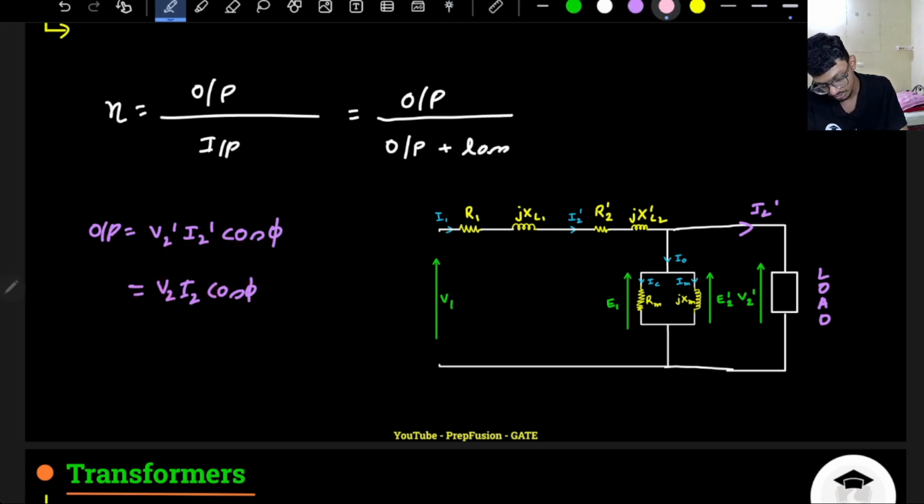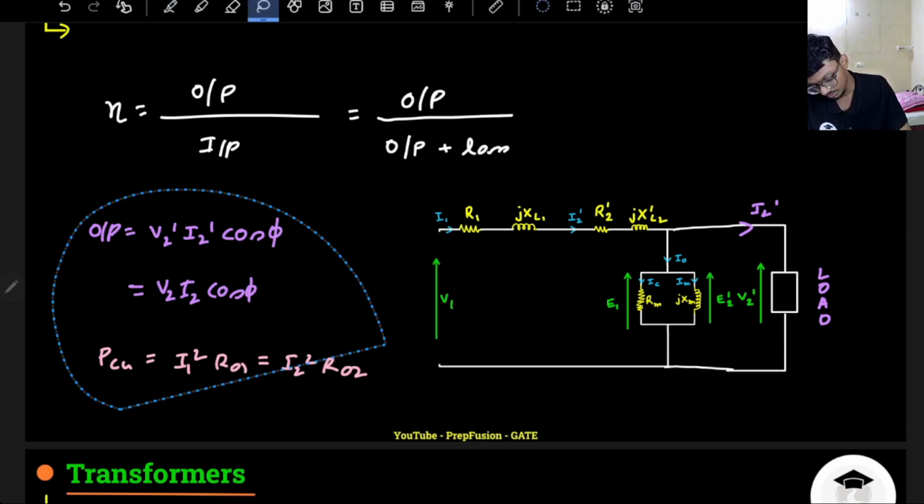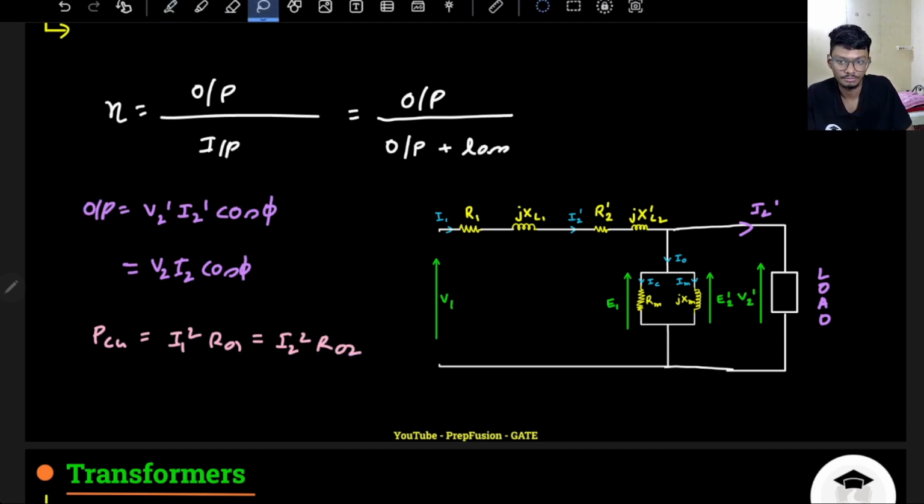What is my copper loss? Copper loss PCU will be I1 whole square into RO1. Correct? I1 whole square into R1, or you can write I2 whole square into RO2, whichever one is suitable. Both are the same. What about the core loss? The core loss is just a constant number. It does not depend on the load current. So core loss is just P core, it will not depend, right?